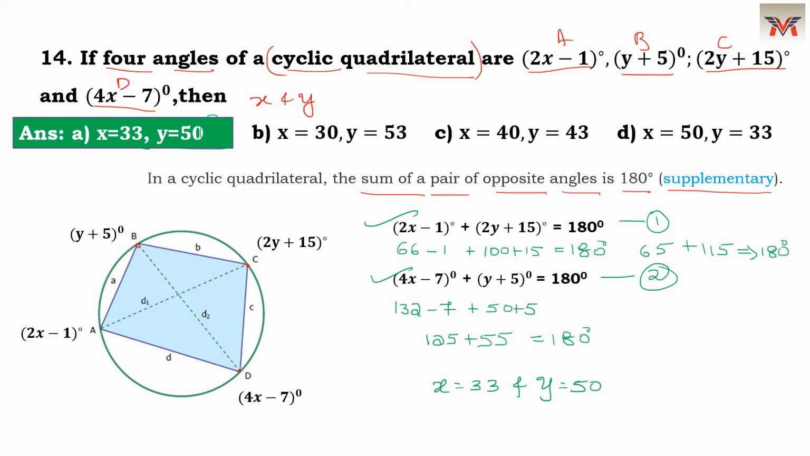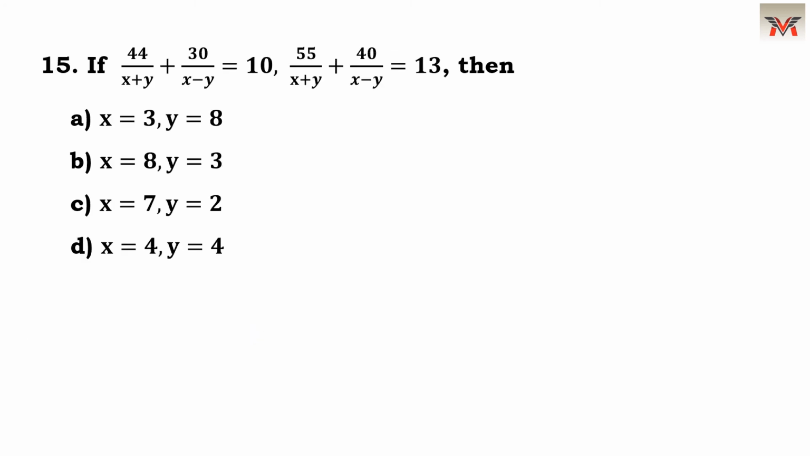Let us move on to the next problem. So here we have a problem. This is related to equations of reducible form. Here we have 44 by x plus y plus 30 by x minus y is equal to 10, as well as 55 by x plus y plus 40 by x minus y is equal to 30. Then the values of x and y are? How can we find the answer here?